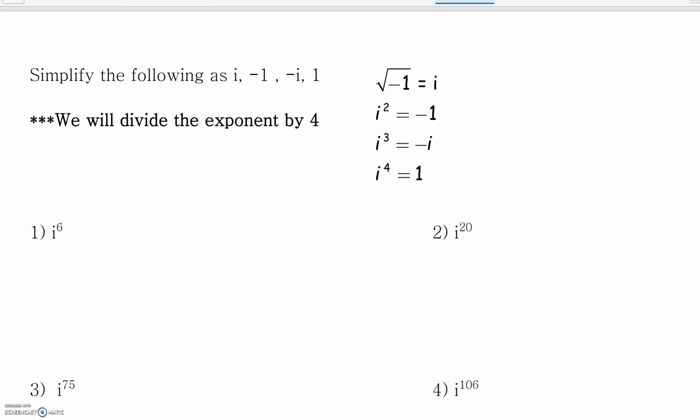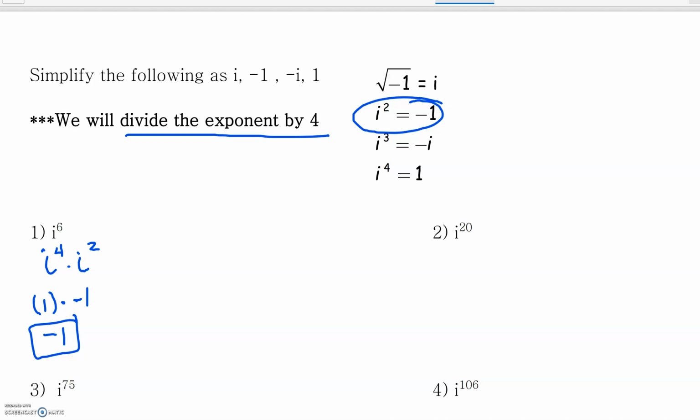So let's go ahead and simplify these here. So our goal is to see if we can divide that exponent by 4, so we can get a 1. And so this would be I to the 4th times I to the 2nd, because remember we add when we multiply the exponents. So this becomes a 1 for I to the 4th, and then what is I squared right here? Negative 1. So we're taking 1 times negative 1, and so our answer is negative 1.